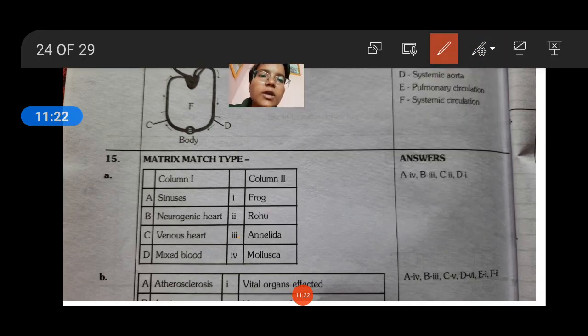Sinuses are found in mollusks as they have an open circulatory system, and a neurogenic heart is found in annelids. A venous heart is found in rohu and cuttlefish, and mixed blood is in frog.